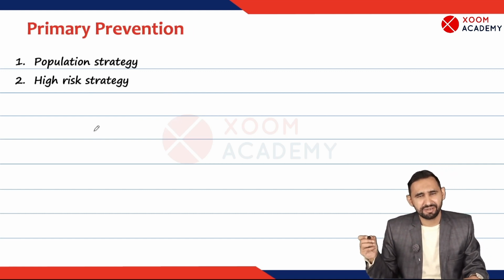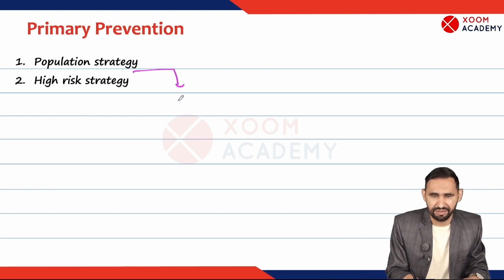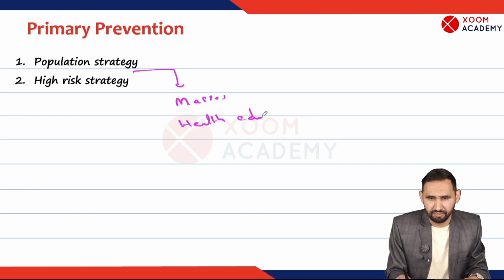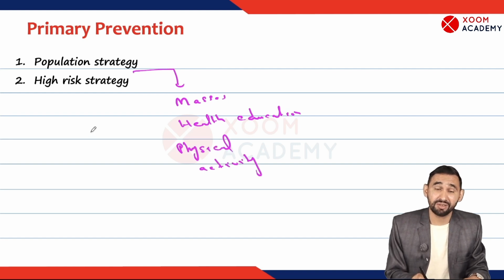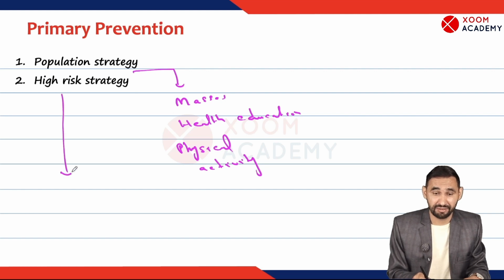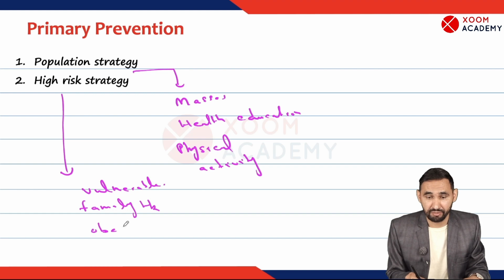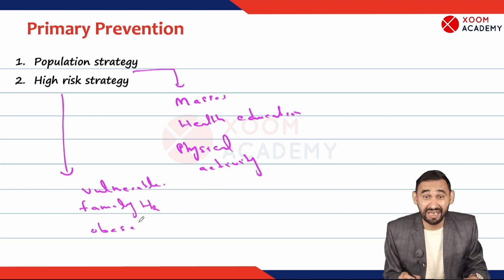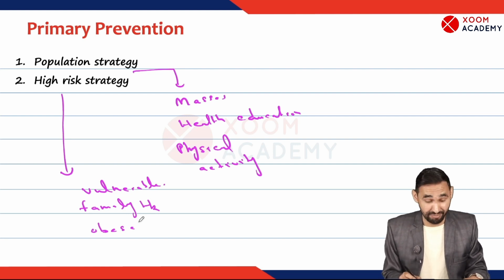We can prevent diabetes by adopting a population strategy and a high-risk strategy. What is the population strategy? We can target the masses through health education. We can educate people regarding symptoms of diabetes, weight, dietary habits, and physical activity. Physical activity can reduce sugar levels. What is the high-risk strategy? People who are vulnerable, like those whose family history is positive or who are obese, we should target them. We should educate them regarding a healthy lifestyle, healthy life measures, and a balanced diet. We can reduce the incidence and prevalence of diabetes.